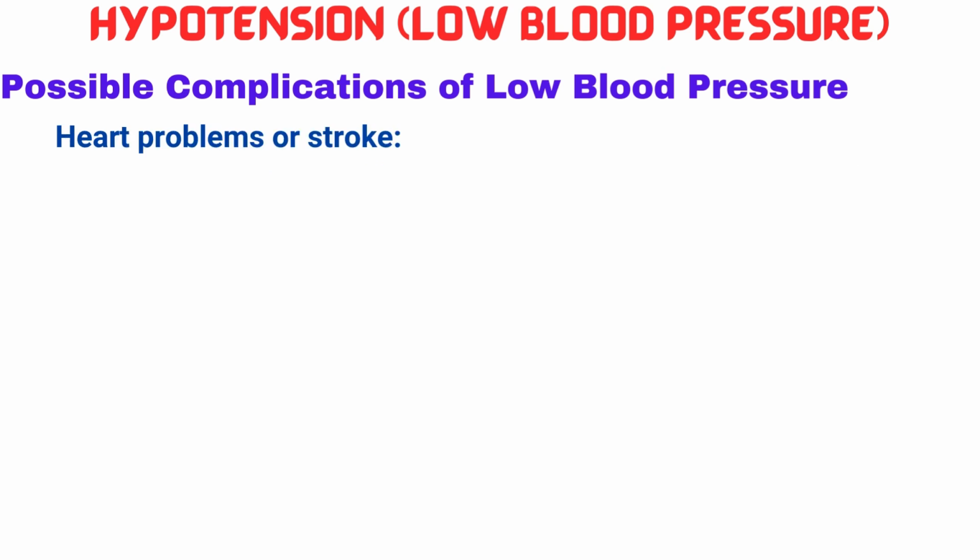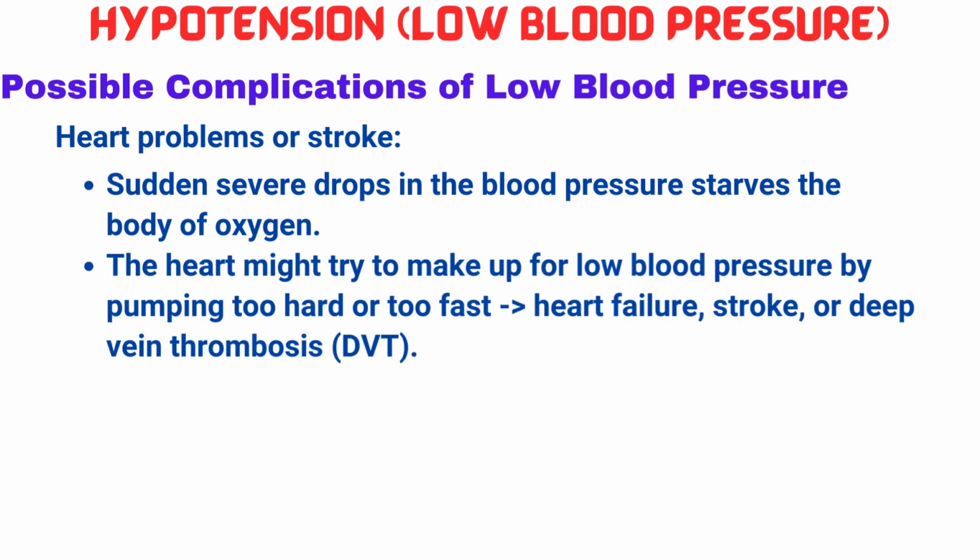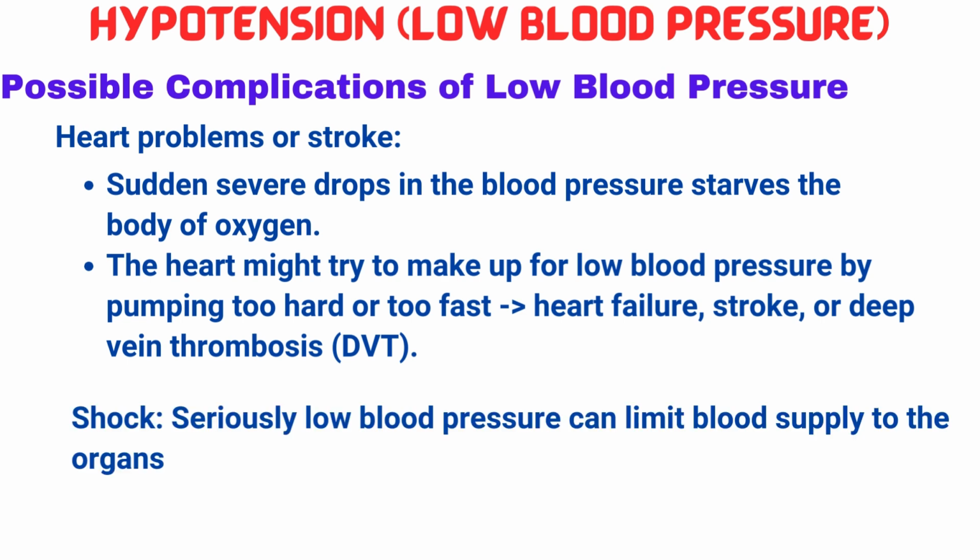Low BP can cause heart problems or stroke. Sudden severe drops in the blood pressure starve the body of oxygen. The heart might try to make up for low blood pressure by pumping too hard or too fast. That can lead to problems like heart failure, stroke, or deep brain thrombosis. This type of low blood pressure can be life-threatening if not treated right away. Next complication is stroke. Seriously low blood pressure can limit blood supply to the organs so much that the body can go into shock. Low blood pressure during pregnancy can lead to an increased risk for falls.